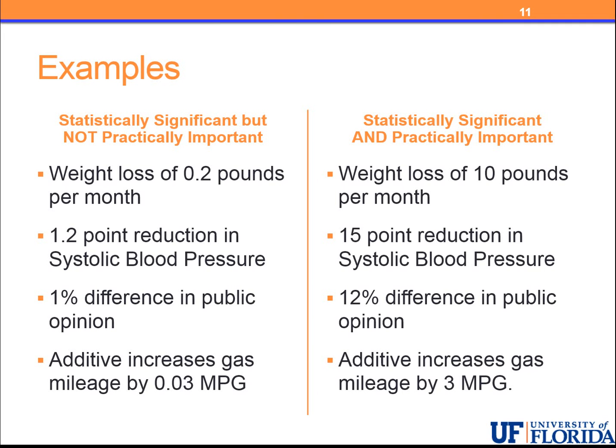Consider that all of the results here are statistically significant. Contrast these and see if you agree with my assessments. For example, if we have a weight loss of 0.2 pounds per month, or a 1.2 unit reduction in systolic blood pressure that is statistically significant, these would not likely be considered practically important results. However, if we have a weight loss of 10 pounds per month, or a 15-point reduction in systolic blood pressure, then our results are both statistically significant and practically meaningful, which is definitely what we're hoping for in real-world applications of statistical methods.